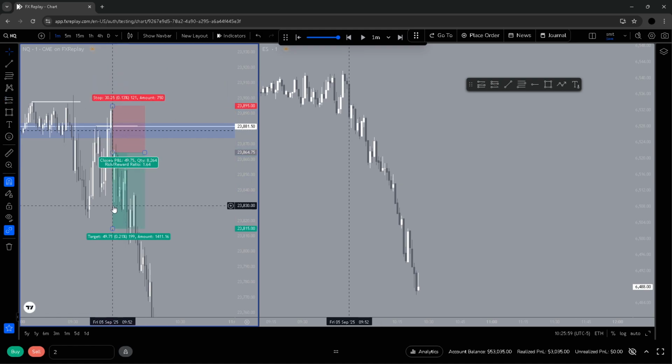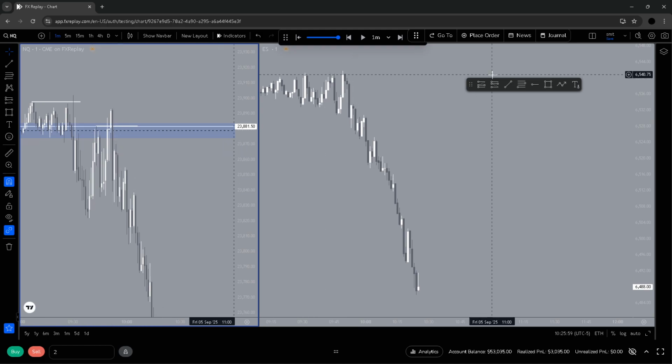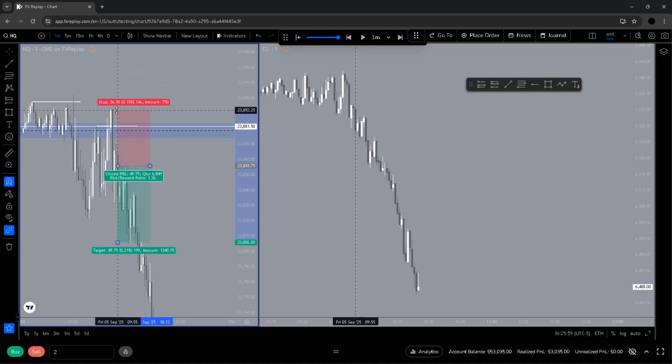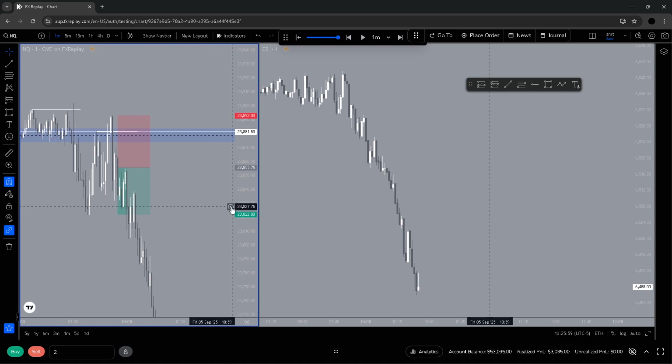You can take either a discretionary entry here towards these lows, or you can wait for this candle to rebalance and then this next candle to start displacing, and you can take something more like this, which is not my favorite, but this is a bit safer in my opinion.